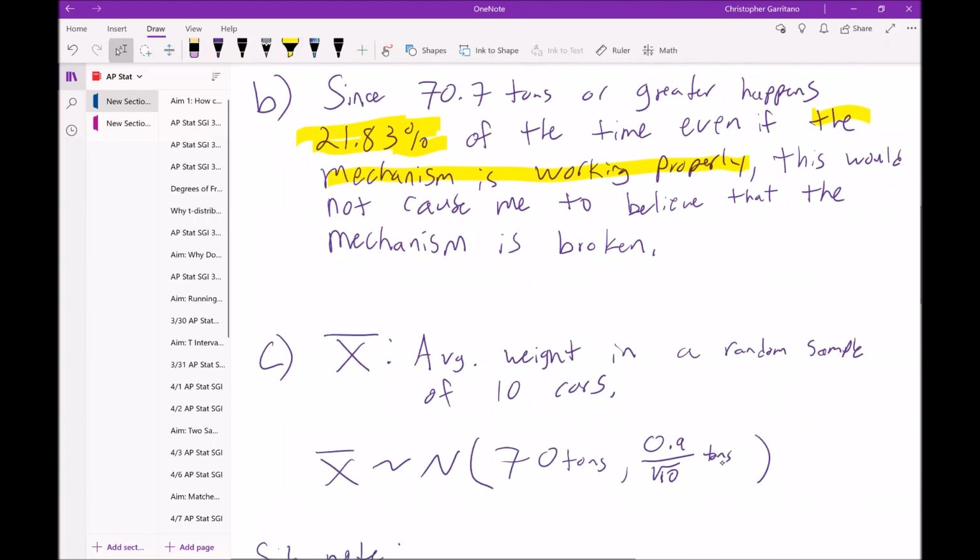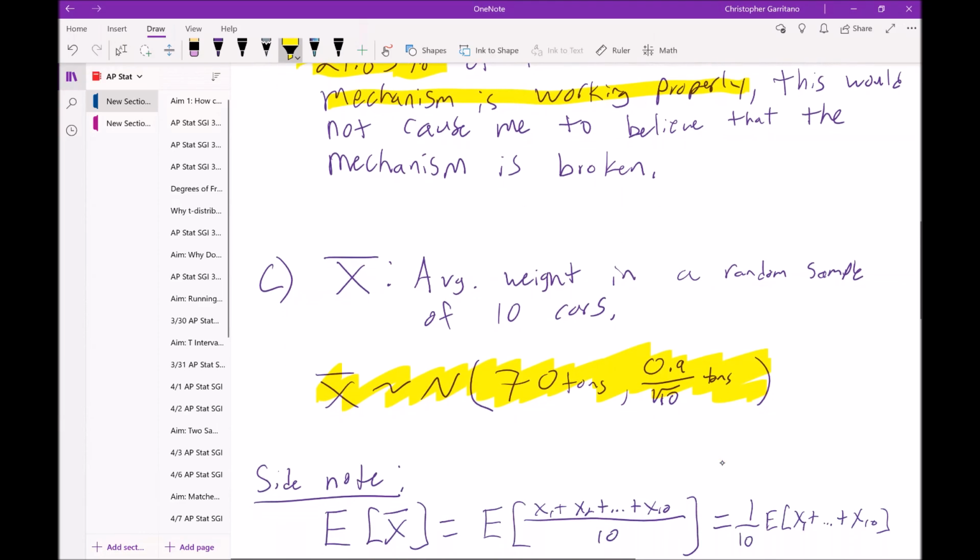So I'm going to define a new random variable, XBar, to be the average weight in a random sample of 10 cars. XBar is going to be distributed normally, mean of 70 tons, and a standard deviation of 0.9 divided by radical 10. This is the central limit theorem at work. Okay, I just want to remind you why the central limit theorem says that the expected value of X bar is equal to the expected value of X, and why the standard deviation of X bar is equal to the standard deviation of X divided by radical 10. So I'm going to derive those two concepts now.